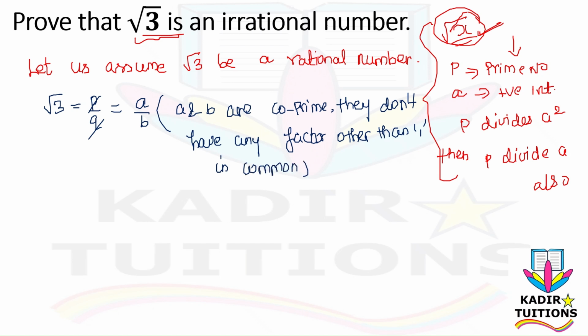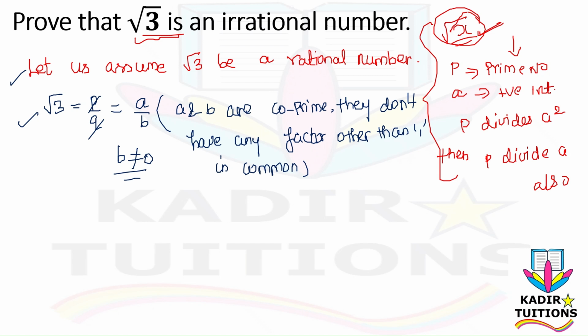So what is our first step? First we have to assume in an inverse way. If they are asking us to prove an irrational number, first we need to consider the given number as a rational number. Since this is a rational number, I can express it in fraction format p by q, which can be reduced to a by b, where a and b are co-prime. What is the meaning of that? They don't have any common factor other than 1. And one more very important thing: b is not equal to 0. Okay, this is our first step.